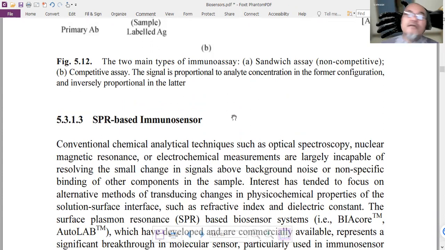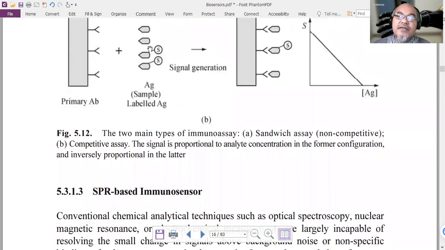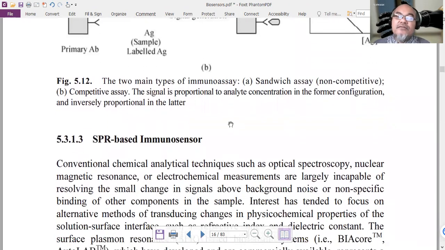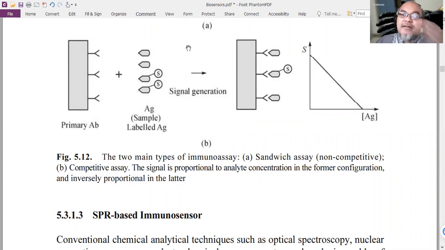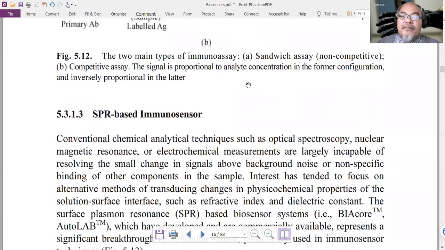Okay, now what if we don't use any label? How can we detect the binding between the antibody and antigen? Here we still need to prepare a labeled antigen. But what if we think it is tedious? Let's just have the antibody immobilized onto the substrate, and then introduce the antigen.